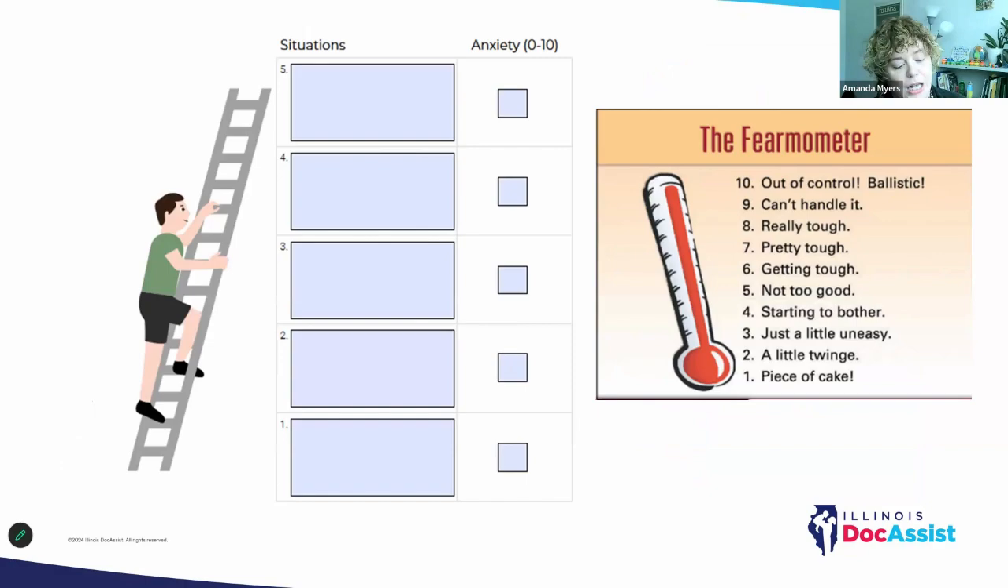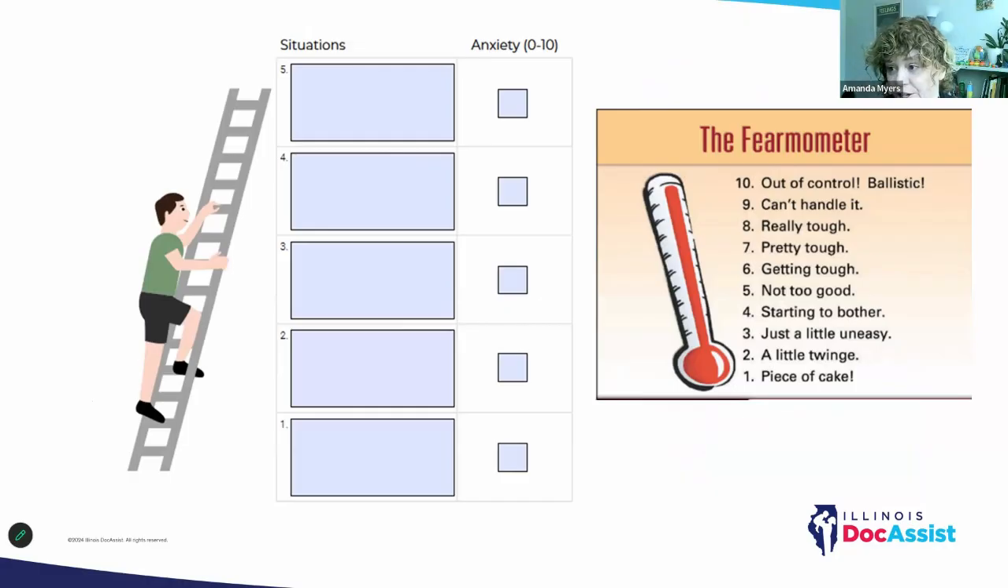Here's one more example. In my practice, I tend to use a lot of the idea of the fear ladder. So I like the idea of being able to climb up and doing harder things as you go higher on the rungs. And that's a really nice way to think about it. And here's another example of a fearmometer, they call it, which I think is cute. And different ways to help kids understand what their level of distress is, their SUDS, piece of cake, all the way to out of control, ballistic.